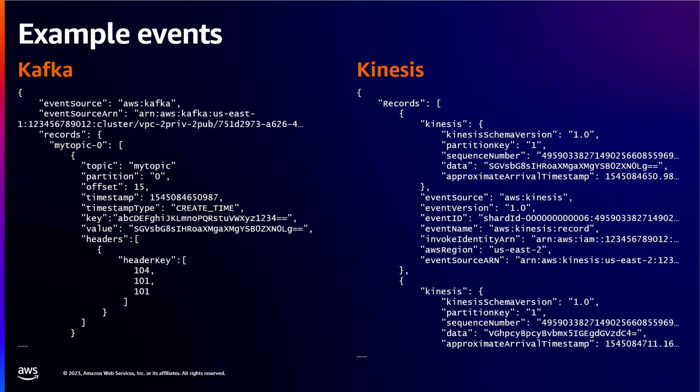The event is going to include the partition and the shard information. It's going to have a timestamp. It's going to have a sequence number, and then an array of records that your function can process, the individual records within that batch.